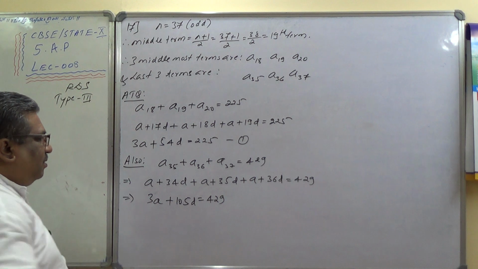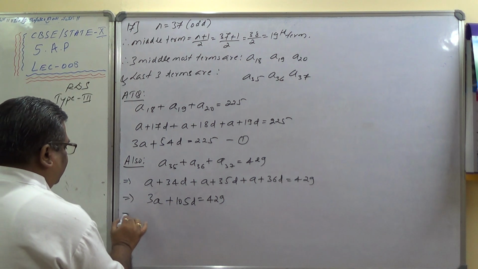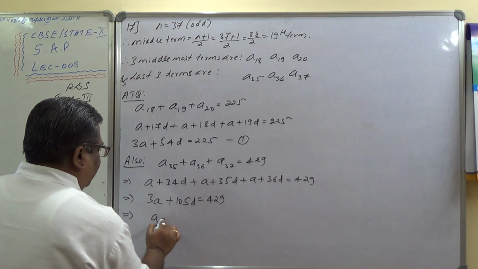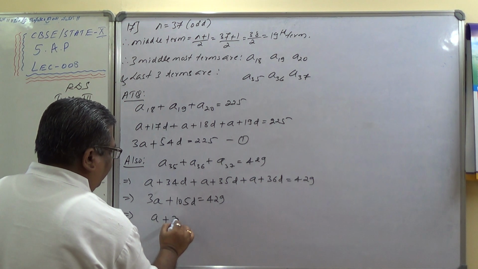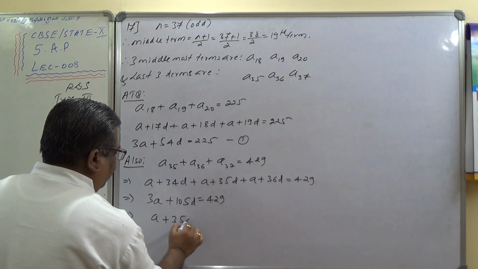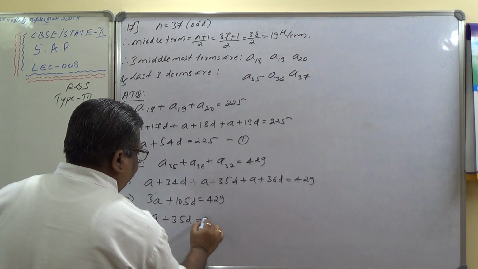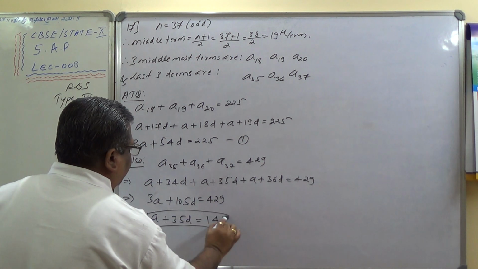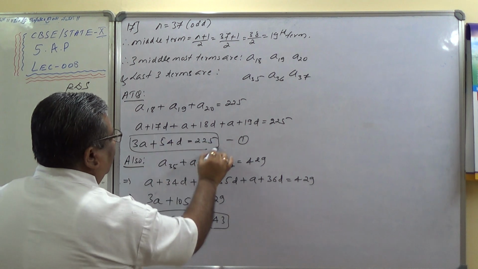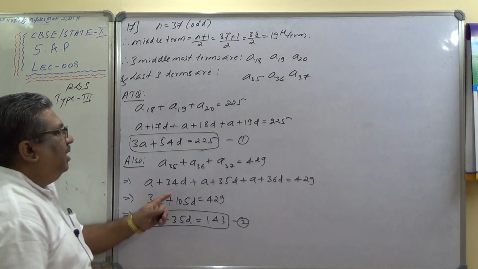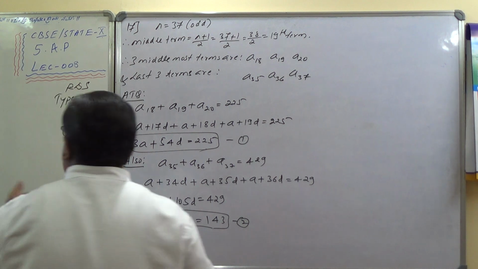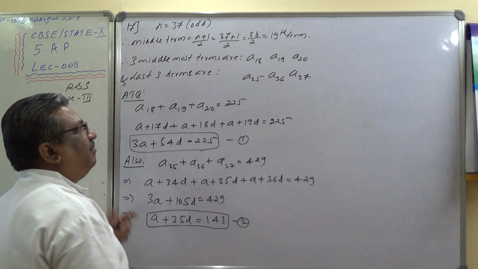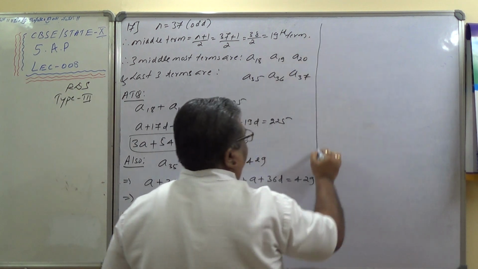3 is common here, so divide everything by 3. A plus 3 3s are 9... 3 5s are 15, 3 1s are 3, 12, 3 4s are 12. Solve for A and D here, and the question asked is to find the AP. After solving this, I'll get A and D, and you can find A plus D, A plus 2D, which is the AP basically.